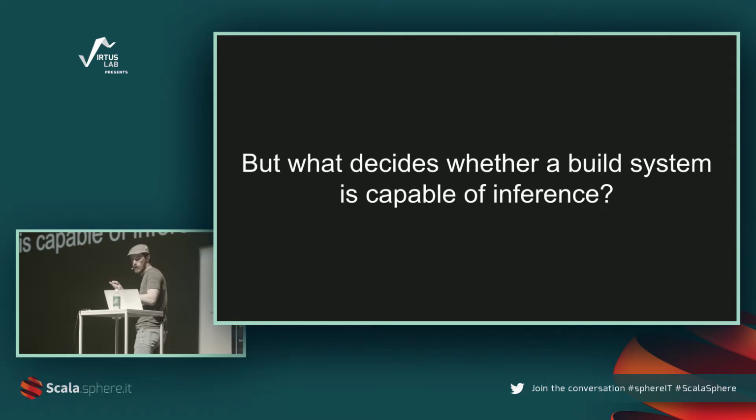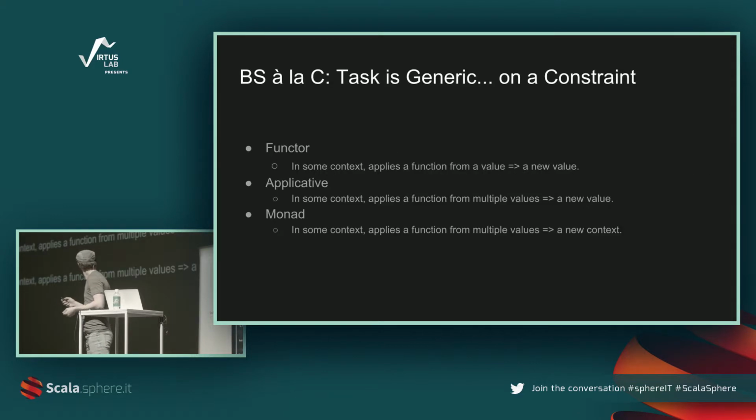Okay, so there's a few components, but what about this decides whether a build system is capable of doing Dep Inference? So there's one more important missing piece that is kind of the core of the paper. So the task in your build system is generic. Well, sorry. The task that decides how your build system acts is generic on some constraint. If you plug in a functor into your task, you don't get a very interesting build system. And I'll explain why in a second. But it applies a function from a value to a new value.